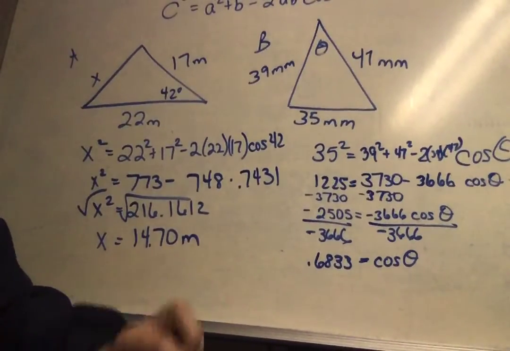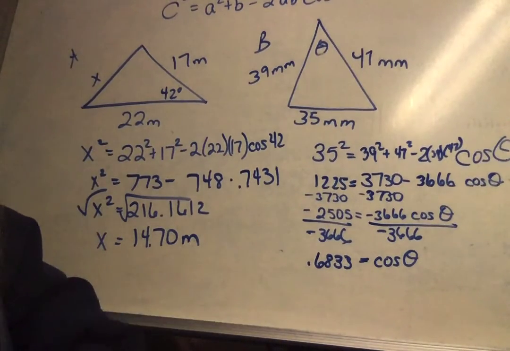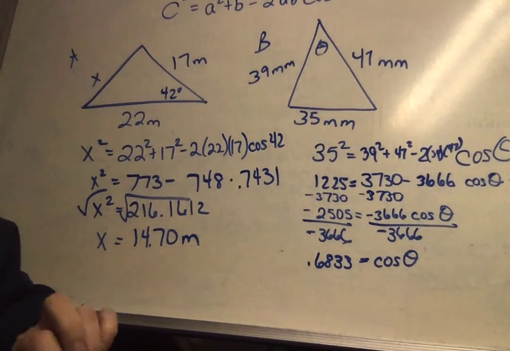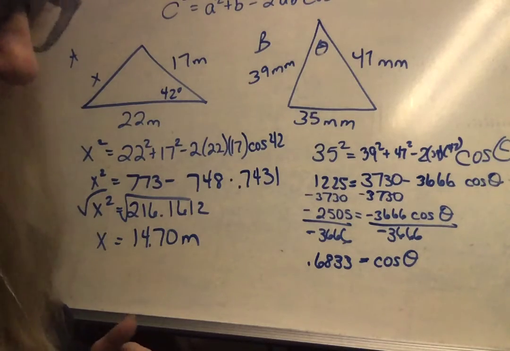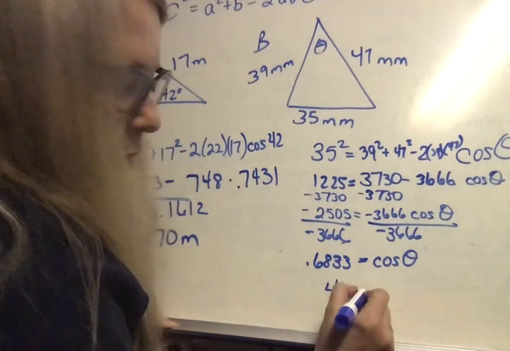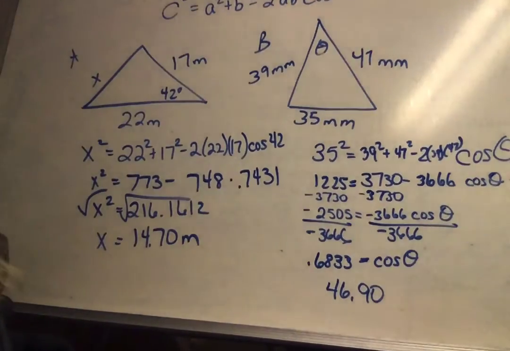Now, when you put it in your calculator, for me, I will put in second cosine, 0.6833, enter. And it gives me 46.8979, and they wanted the nearest hundredth, 46.90. 46.90 is what you need to get.